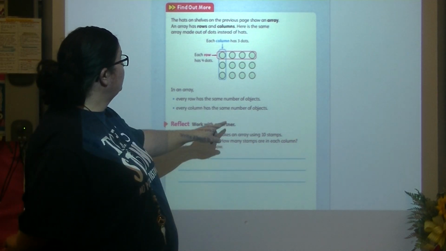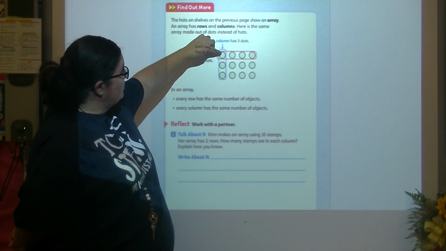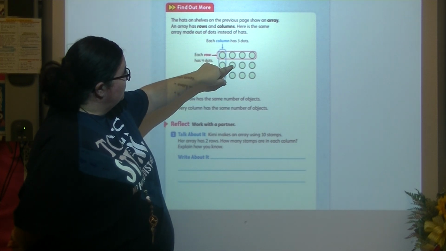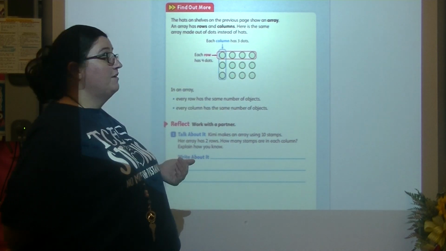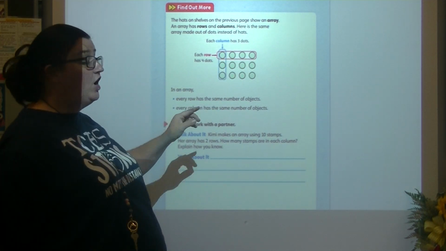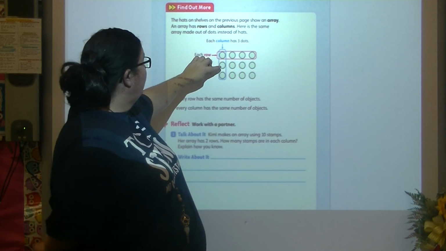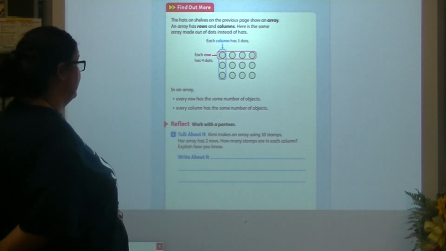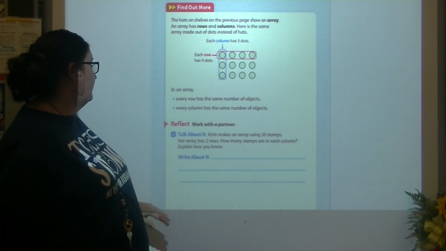So if we look, the columns in this one have how many dots? 1, 2, 3. There are 3 in each of the columns. And if I ask you how many in each row, there are 1, 2, 3, 4. And each row has 4. Okay. Now it says talk about it.